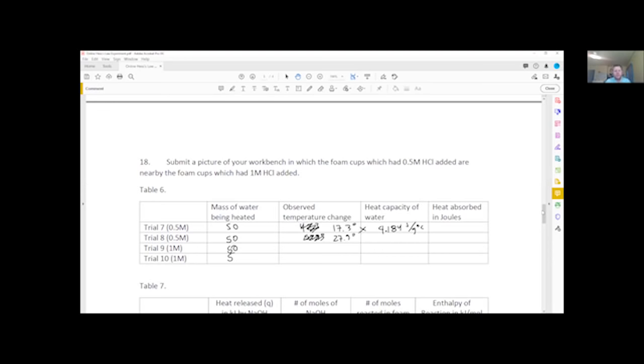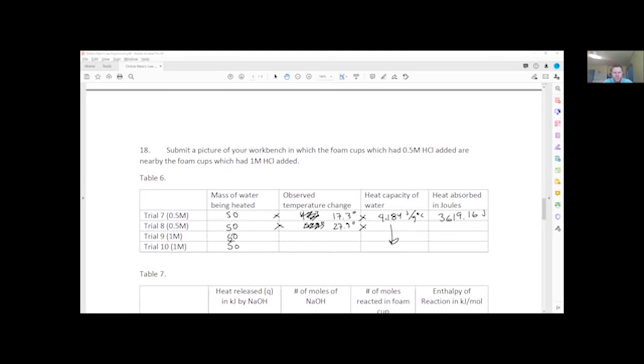This is just like the tables we've seen previously. Multiply all these by one another. Oh, I forgot to put a 0 there. And the heat absorbed is going to be 50 times 17.3 times 4.184. I'm going to get here 3,619.6 joules. Okay, the next trial.